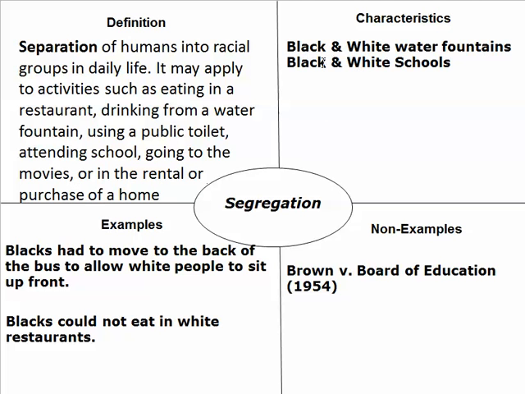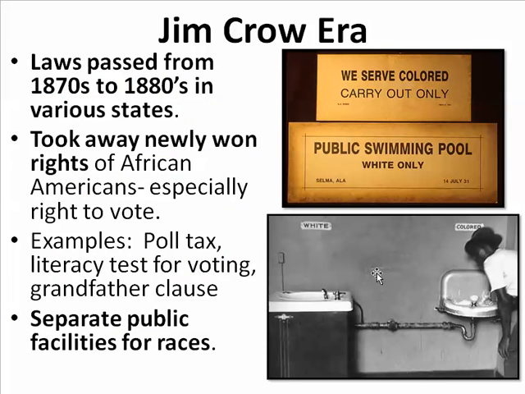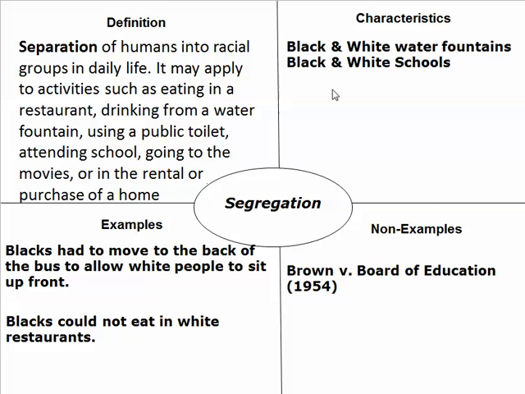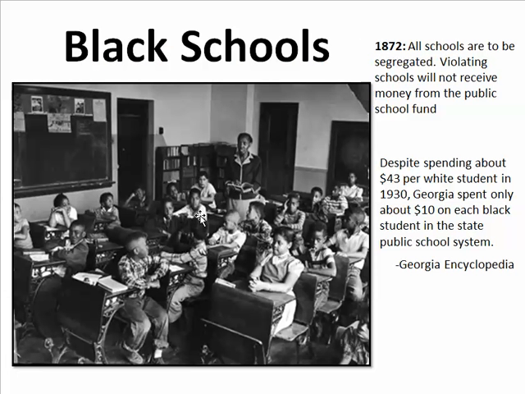Characteristics of this, they had black and white water fountains. You just saw a picture of that. A whites-only fountain and a blacks-only fountain. And there were all black and all white schools, because some laws required, especially in Georgia in 1872, all schools to be segregated. Schools who violated this will not receive money from the public school fund, and we're going to look at that a little closer in a minute.